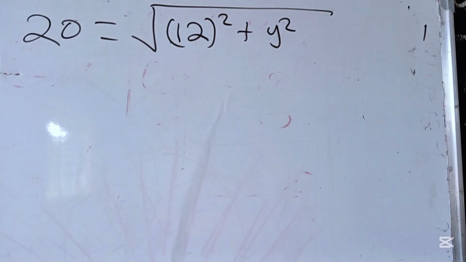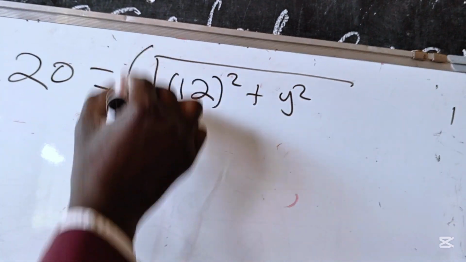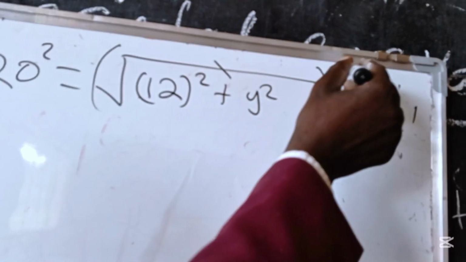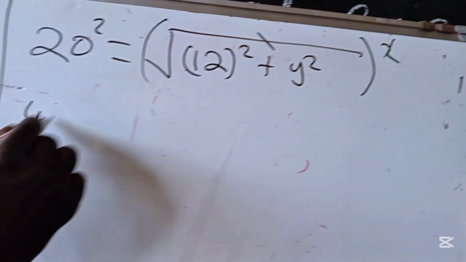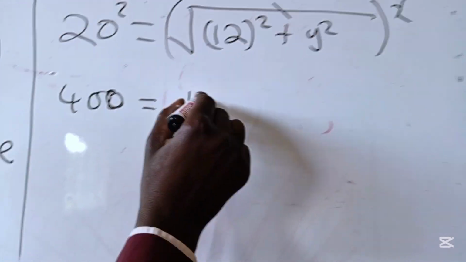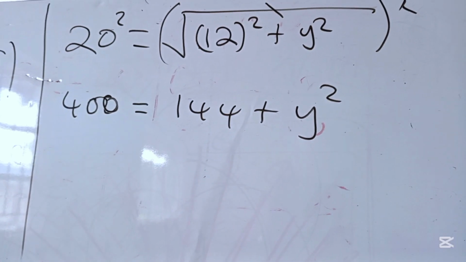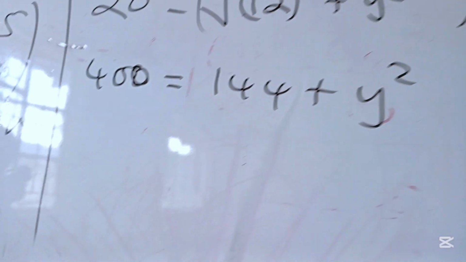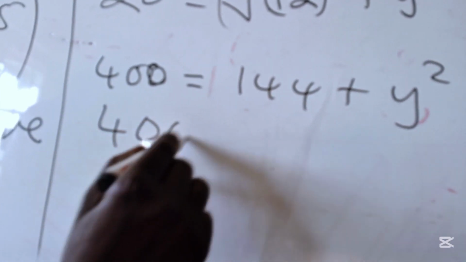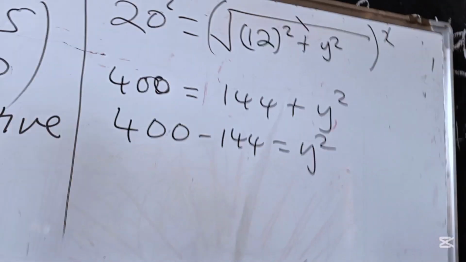When you are there, ladies and gentlemen, I'm avoiding the root. So I have to put the power 2 on the 20 as well, so that the root and the square go. I'll have 400, 20 times 20 is 400. Here I'll have 144 plus y squared. So from there, you avoid the negatives. You say 400 minus 144 equals y squared.